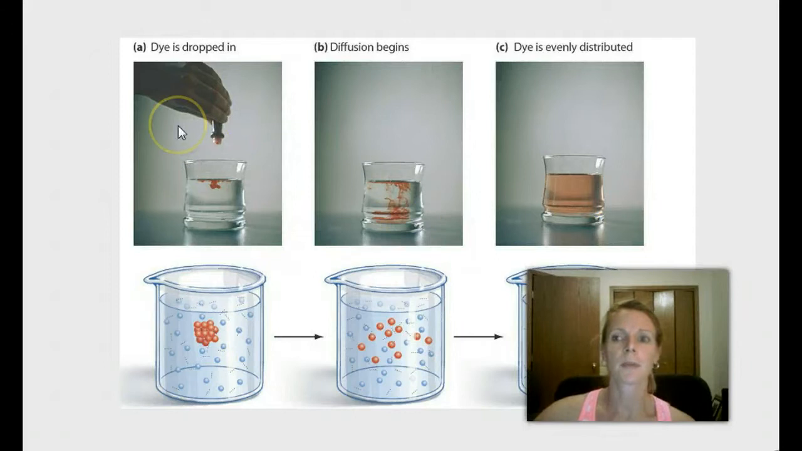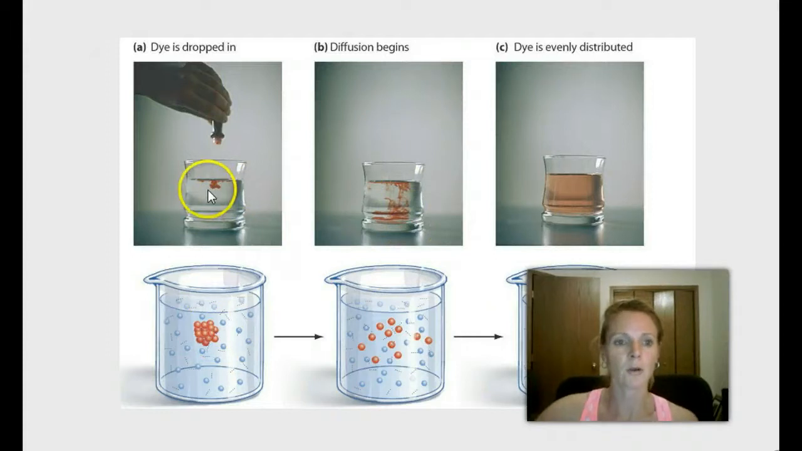Okay, so here's a good picture of diffusion. Take, for instance, some food coloring that you drop into some water. You have these red molecules here showing down here. And by the way, these molecules happen to be hydrophilic, so they're going to blend in and mix well with water.